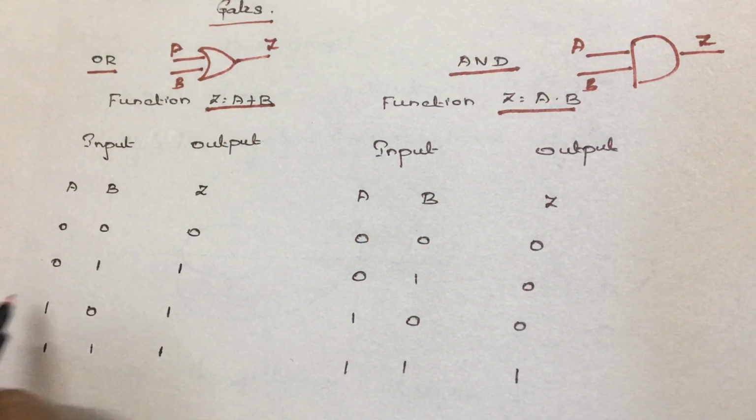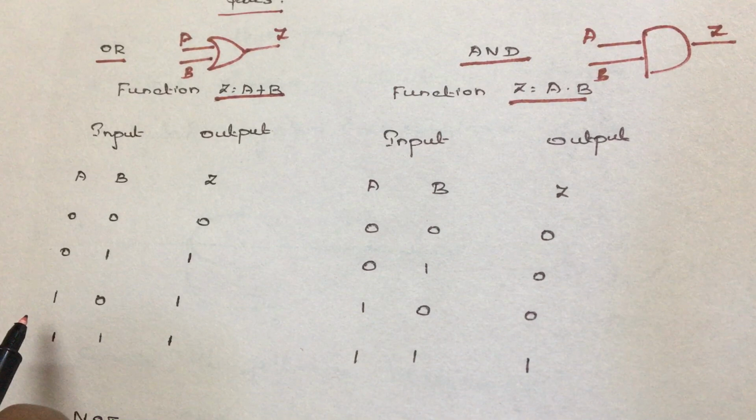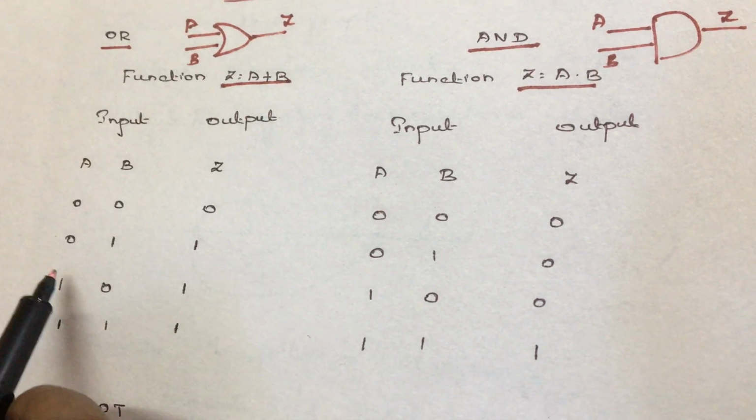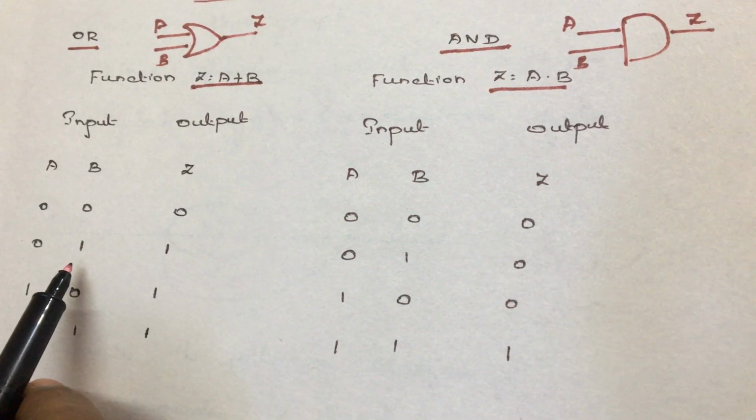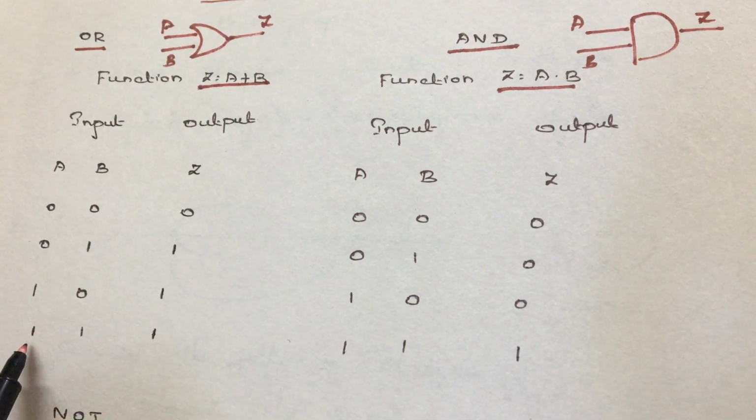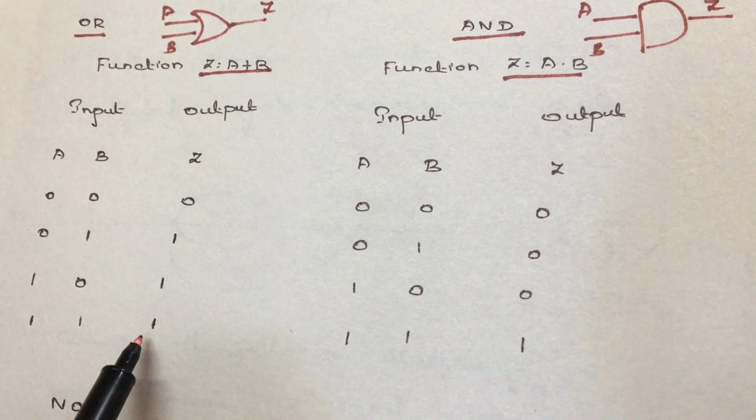And then we need to see one thing in the case of OR gate. In OR gate, if both the inputs are low, the output is low. If any one of the inputs is high, the output is high. And if both the inputs are high, the output is high.